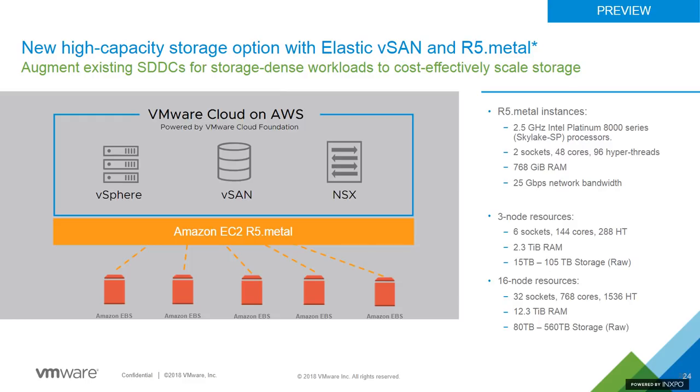The R5 metal instances are a little bit different than the i3s that we use. The R5 has 48 cores per host, but it has a lot more RAM than the original host did. So this is more memory heavy as far as your ESXi hosts go. A 3-node, as you can see here, would have about 2.3 terabytes of RAM, and anywhere between 15 terabytes and 105 terabytes of raw storage. If you scale that up to 16 nodes, you're looking at 80 terabytes to 560 terabytes of raw storage.